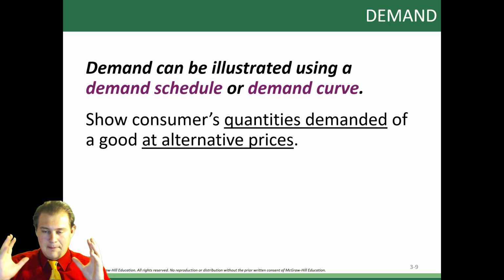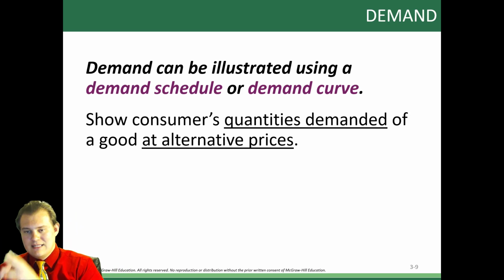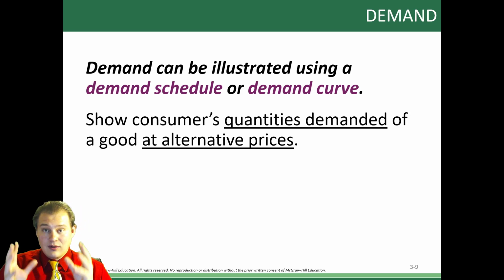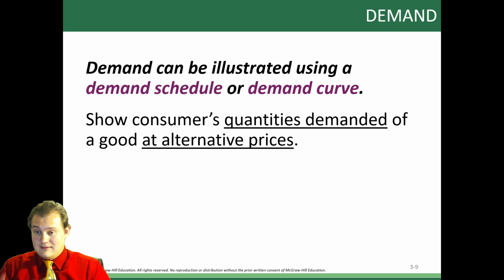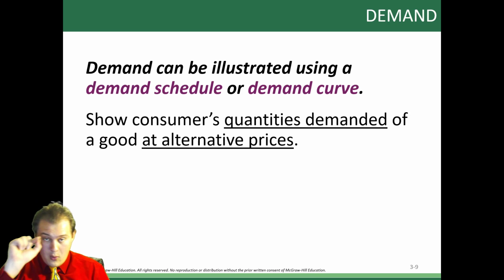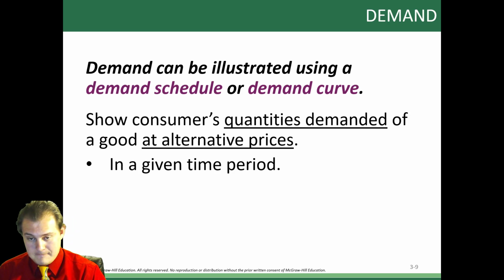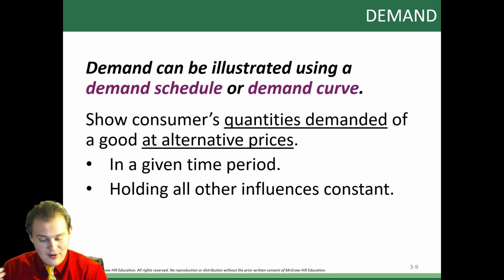So again, a point, quantity demanded. Demand curve, that's the whole line. Again, quantity demanded is a point. Demand curve is the entire line. If you mix up the vocabulary, things get very frustrating when you're trying to understand questions. And also, as always, it's in a given time period, holding everything constant.